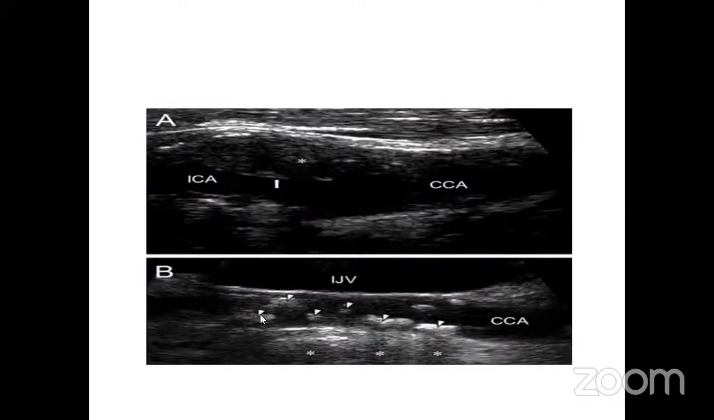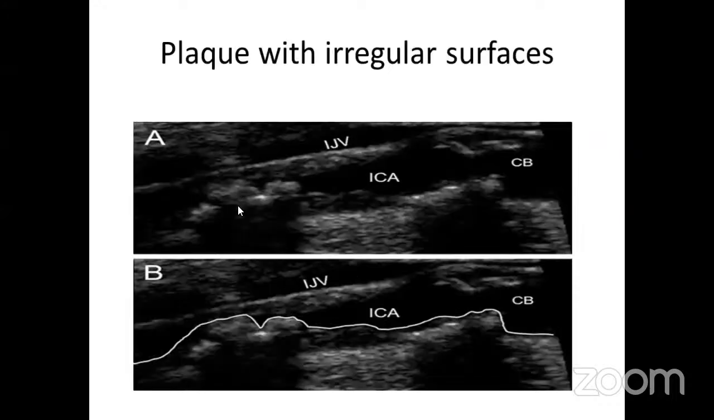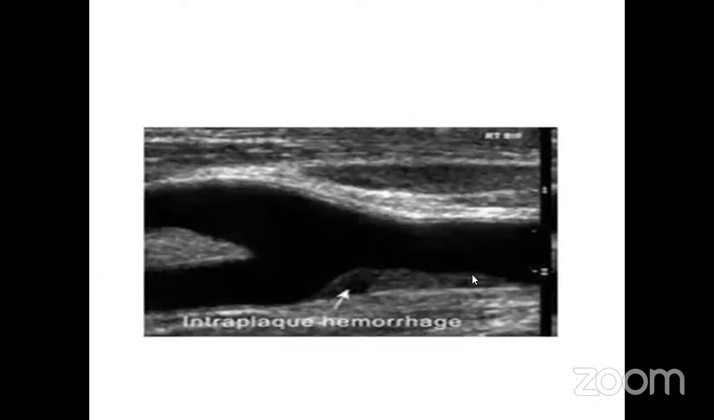And we can see the arrowheads, which are suggestive of irregular plaque, and calcifications are seen on that ultrasound. You can also see the plaque with irregular surfaces clearly marked on this ultrasound image, and it is suboptimal for intraplaque hemorrhage, which can be seen on ultrasound imaging.